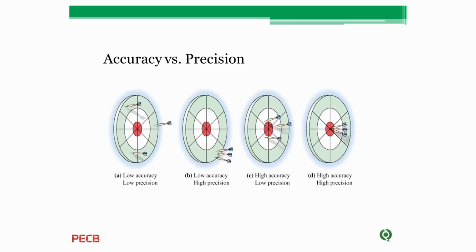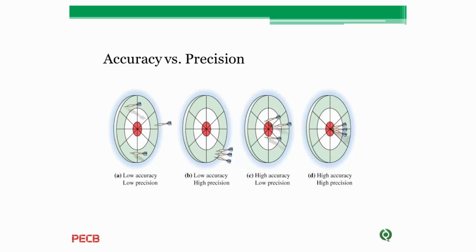You see 4 different states. In number A, you see the outcome is not accurate. None of the points are in the target. And the points are not close to each other, so low accuracy, low precision.